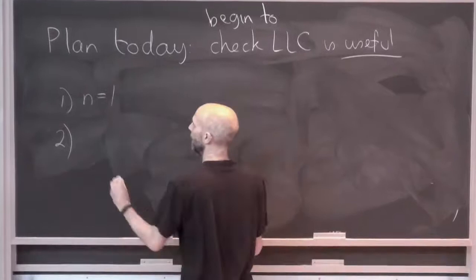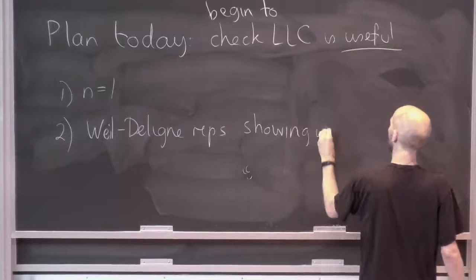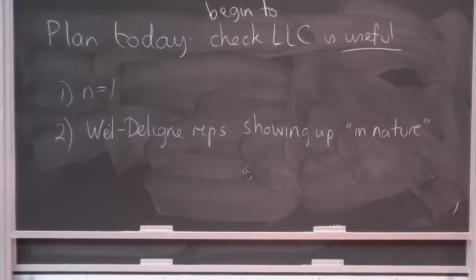Secondly, I'm going to show you a source of Weil-Deligne representations showing up in nature. Mathematicians have a rather strange view of nature, I guess.